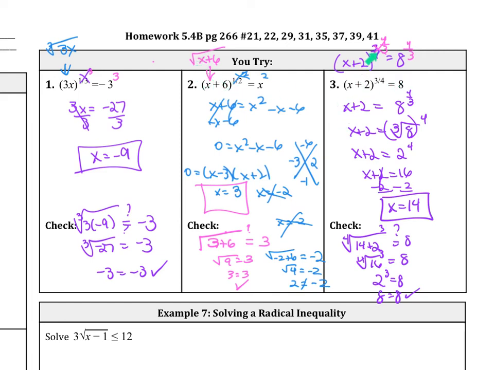Number 3, we're going to raise it to the 4/3, so it's nice to rewrite it. And then we have x plus 2 equals 8 to the 4/3. And so we know x plus 2 equals the cube root of 8 to the 4th power. And we can evaluate that. Cube root of 8 is 2, and then 2 to the 4th is 16. So we solve, and we see that x equals 14. We plug it in. Good practice to remember how to evaluate these. So it's the 4th root, right? The denominator is the index. 4th root of 14 plus 2 raised to the 3rd power equals 8. 4th root of 16 to the 3rd power. So 4th root of 16 is 2. 2 cubed is 8.